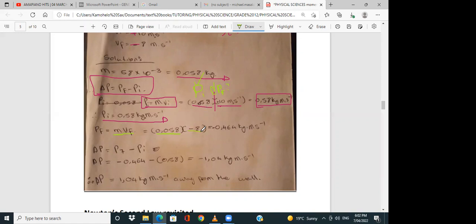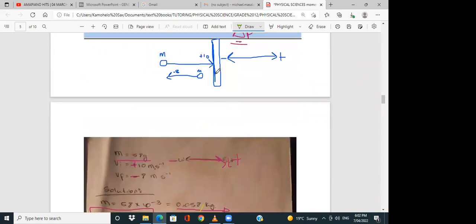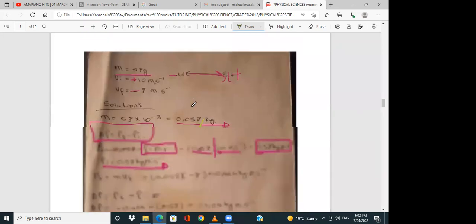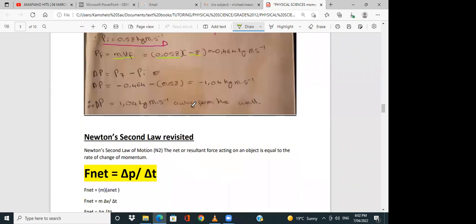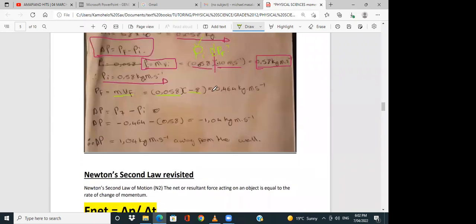Why? Because our ball rebounded and bounced away from the wall. That's why it had -8 meters per second. Afterwards, you're just punching in everything and your answer will be negative 0.464 kilograms meters per second. I hope you guys are understanding me so far.